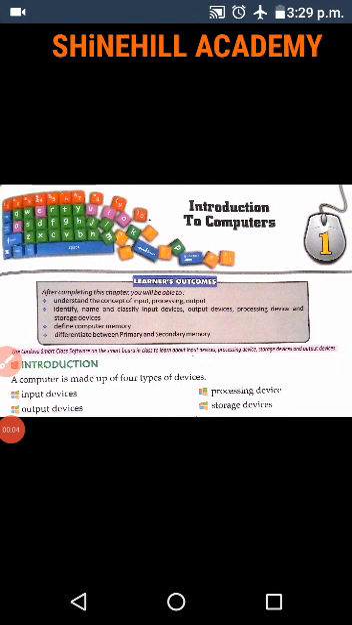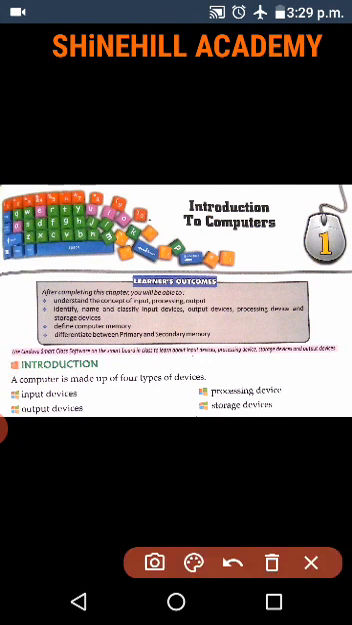Today we are going to write book back works on lesson 1. Okay, before that we recall the lesson 1. What's our lesson 1 topic? Yes, introduction to computers. Okay, first, a computer is a machine.